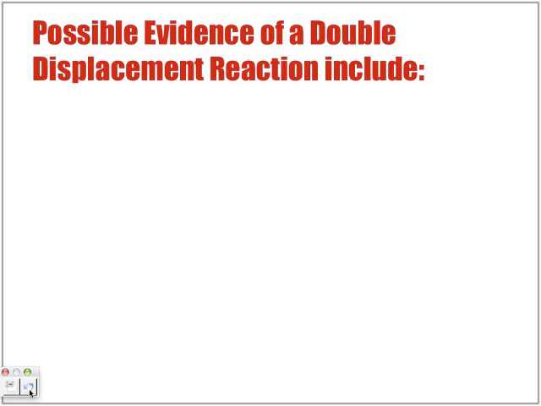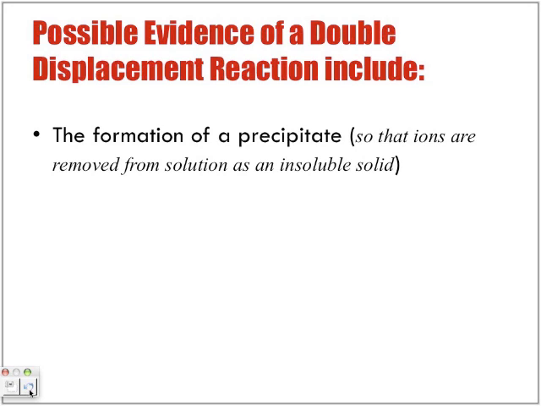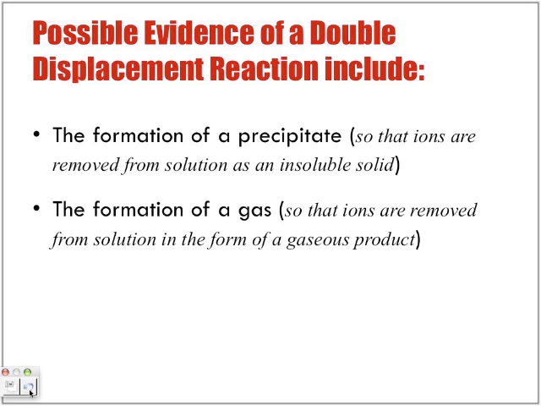So possible evidence of a double displacement reaction include formation of a precipitate, so that ions are removed from solution as an insoluble solid. So the idea of a precipitate, we're looking at a solid that will not dissolve in an aqueous solution, will not dissolve in the water. Formation of a gas, so that the ions are removed from solution in a form of a gaseous product. Oftentimes, these are double displacement reactions that appear as double displacement reactions, but include an extra decomposition reaction.